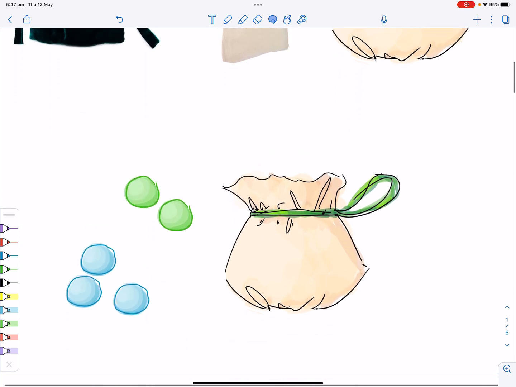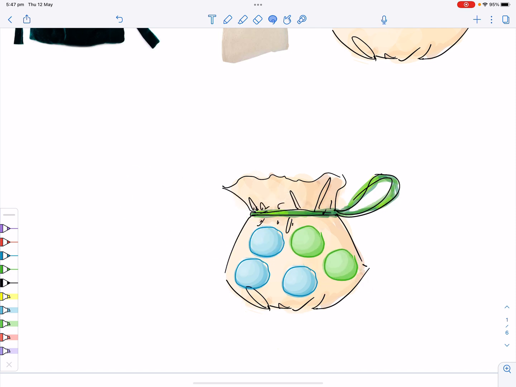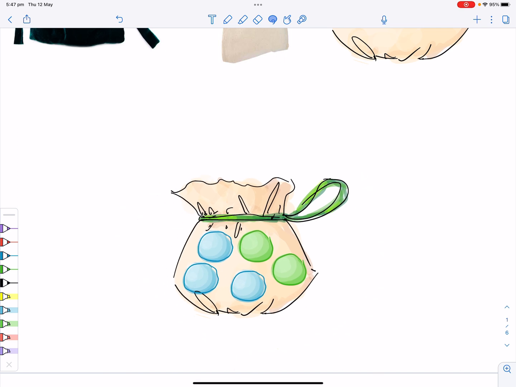So to give you a better analogy of this, I'm just going to go down here. I'm going to use blue and green marbles. Okay, so I've got 3 blue marbles. I'm going to put them in the bag. I've got 2 green marbles, and I'm going to put them in the bag as well. Okay, why do I have them in a bag? What's the point?